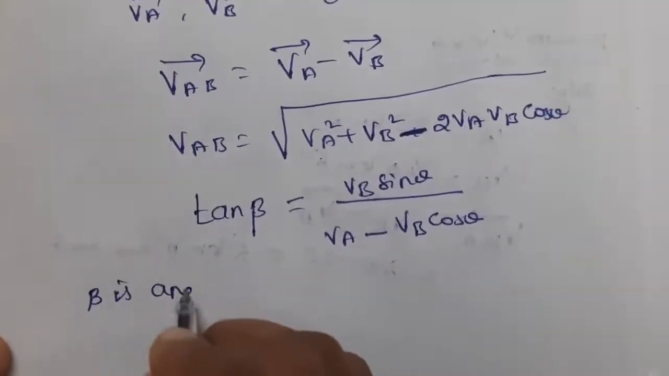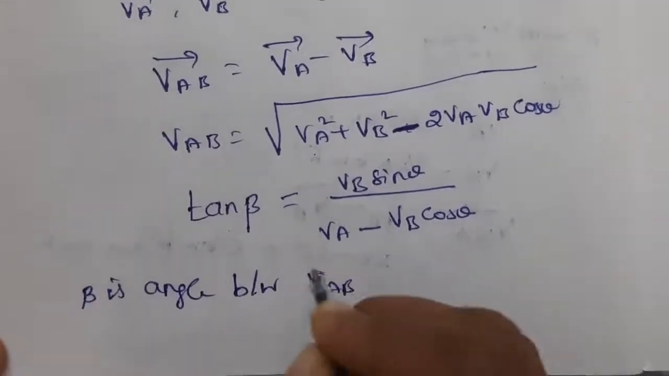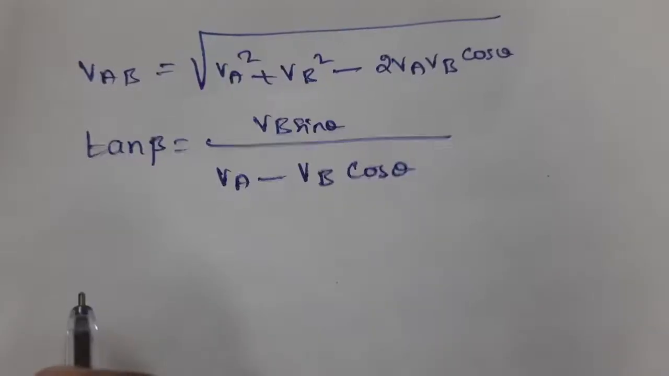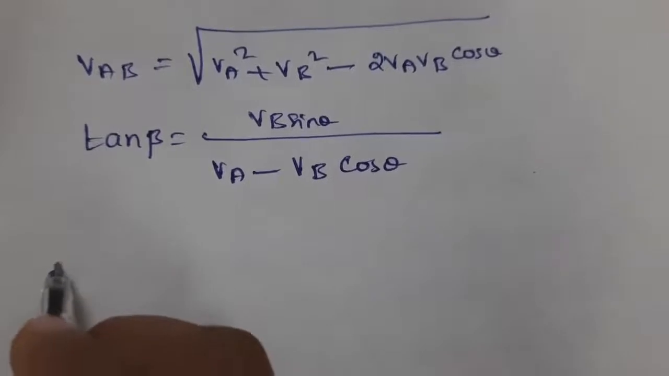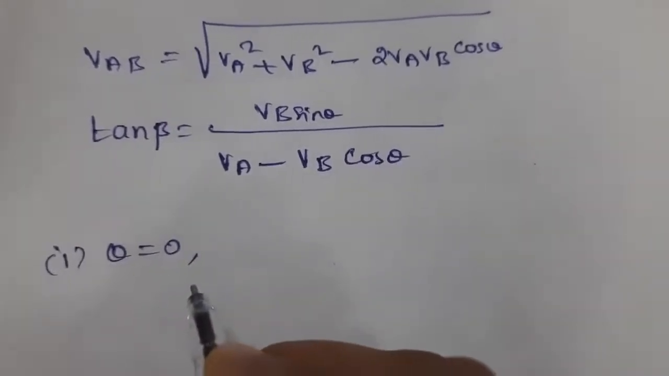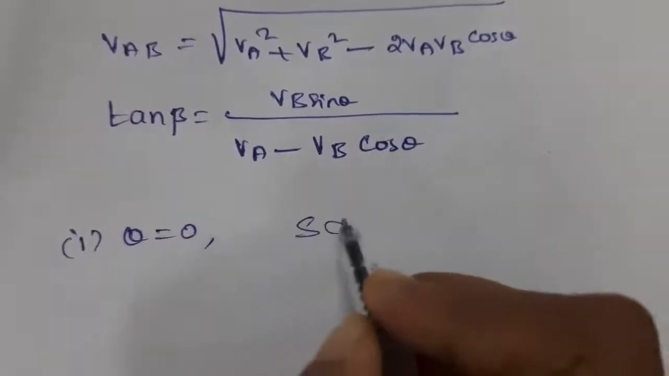Beta is the angle between VAB and VB. In this formula, let's see some of the special cases. First one, when theta equal to 0. That is, the body is moving along a parallel straight line in the same direction.